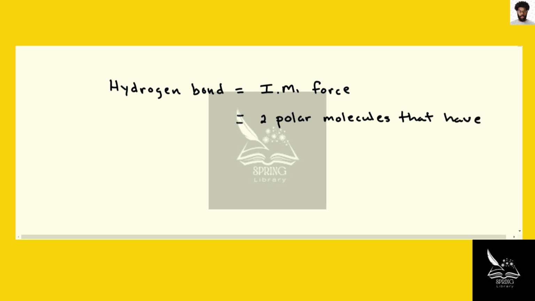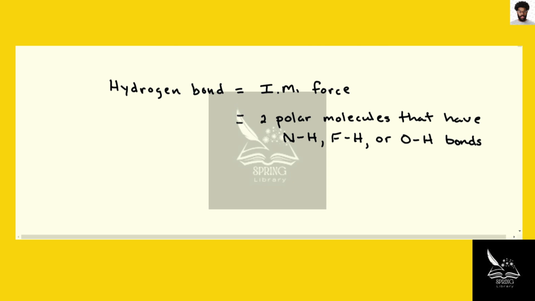that have N to H, F to H, or O to H bonds. So they need to be polar so that there's a positive end and a negative end to the molecule. And they need to have one of these types of bonds so that the neighboring molecules can move close to each other. Since hydrogen is such a small atom, this allows the two molecules to move very close to each other. And just like when you move two magnets closer to each other, you have a stronger force of attraction.